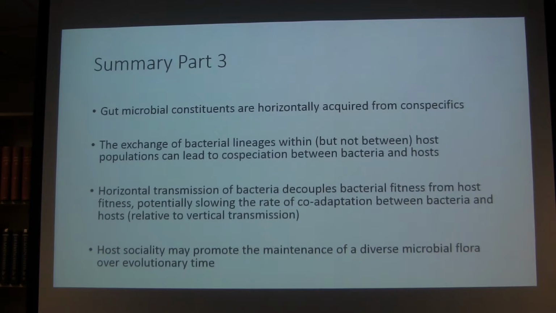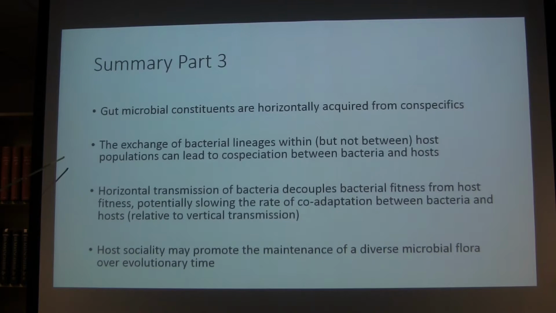So just to sum up these last few ideas, although this is something that obviously needs to be looked at more closely and in more host groups, I think our working hypothesis now is that gut microbial constituents are primarily horizontally acquired from conspecifics. And even though the initial inoculum might come from the mother during birth, the microbiome housed by an adult tends to be largely acquired horizontally from conspecifics.